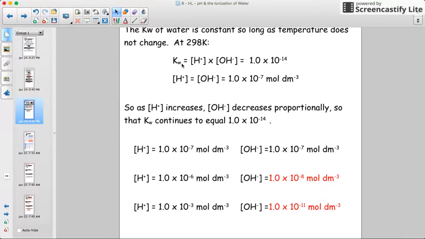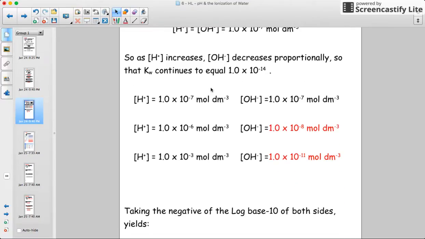So the Kw always has to equal 10 to the minus 14. That means that if one of these ions' concentration goes up, the other one has to go down to compensate, so that when we multiply them together, they still equal 10 to the minus 14. So neutral water, they both equal 10 to the minus 7.